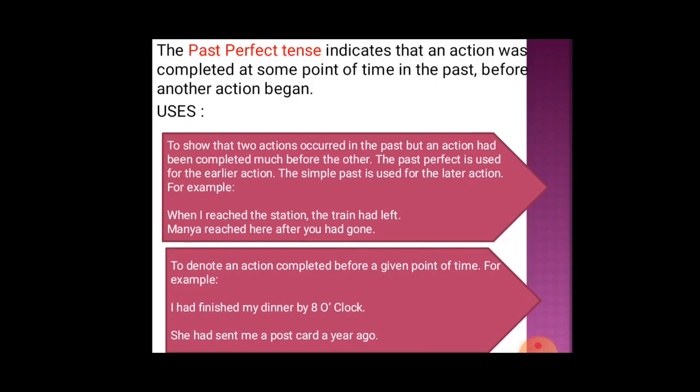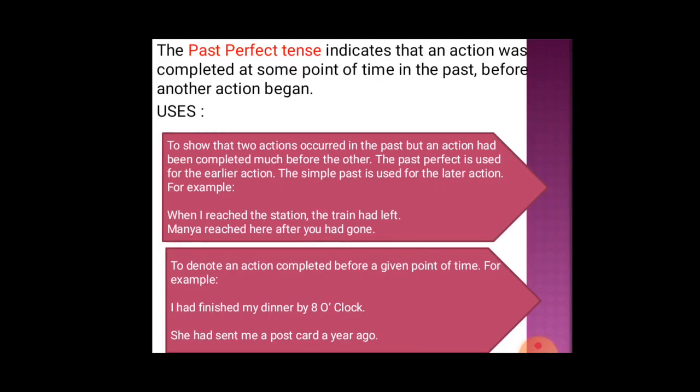For example, when I reached the station, the train had left. Now here see, what is the second action? The second action is that you reached the station, because the train had already left. That means the first action was the train left and the second action is you reached. So here we used had left, the past perfect tense, with the first action, which was the train had left. And for the second action or the later action, we use the simple past, that is reached, the second form of the verb.